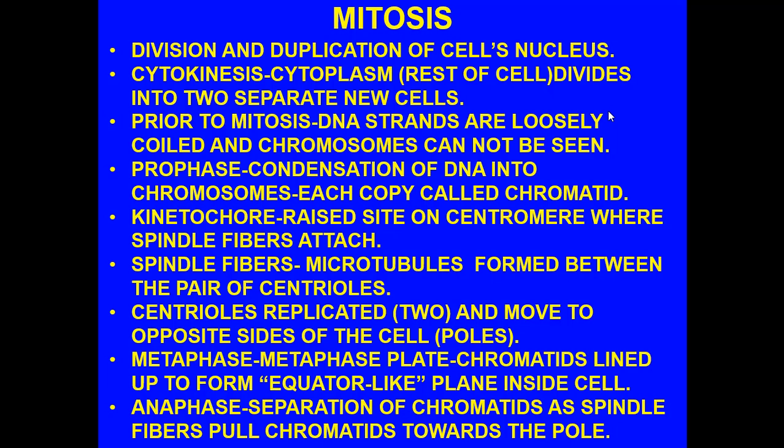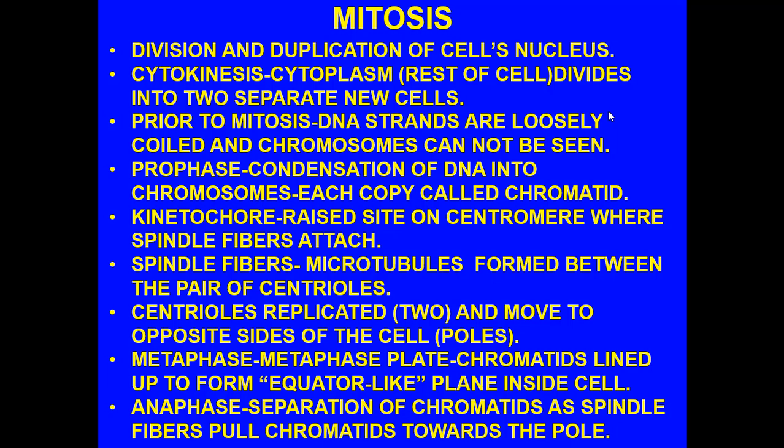Now, you have to keep in mind that prior to mitosis, before we start mitosis, the DNA strands are loosely coiled and the chromosomes cannot be seen yet. But once we get into prophase, you're going to get what is called condensation. In other words, the DNA strands that were loosely coiled up are going to be tightly coiled up, wrapped up with the histones, and that's where you get the formation of the chromosomes. Each copy of these chromosomes is called a chromatid.